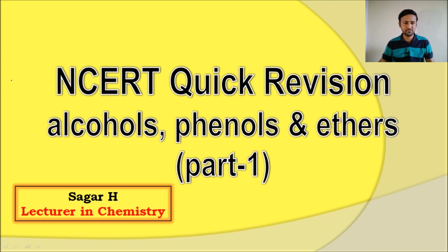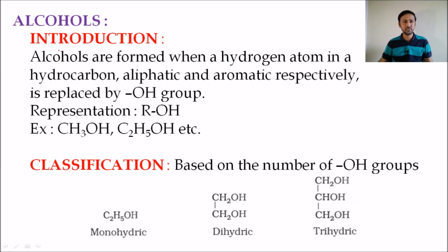Those bits are: first one, introduction, then you can take classification of alcohols, third one is you can take nomenclature of alcohols, and the last one structure of functional group, that's alcoholic group. Okay, let us start with the introduction of alcohols first. In this introduction we take the meaning of alcohols, functional group and representation of alcoholic group, or alcohols.